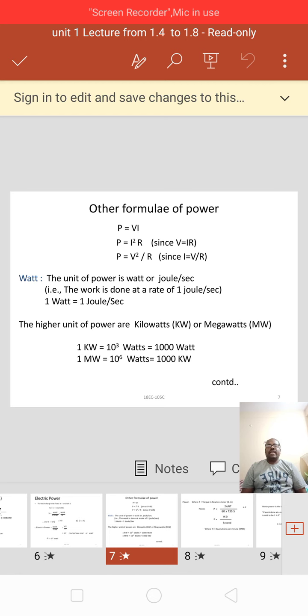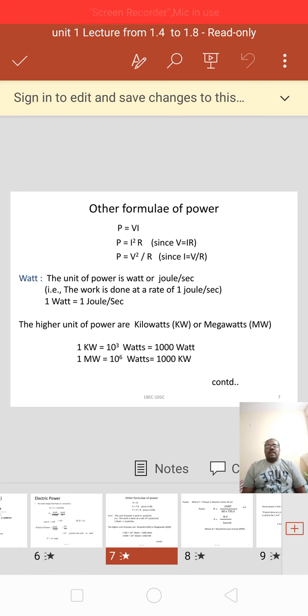Next to that, we learn about the units of power, that is watt. That is, the unit of power is watt or joule per second. That is, work done at a rate of 1 joule per second is nothing but the watt. So, 1 watt equals 1 joule per second.